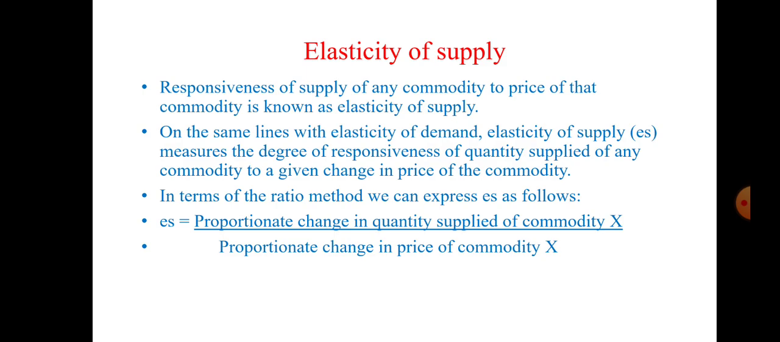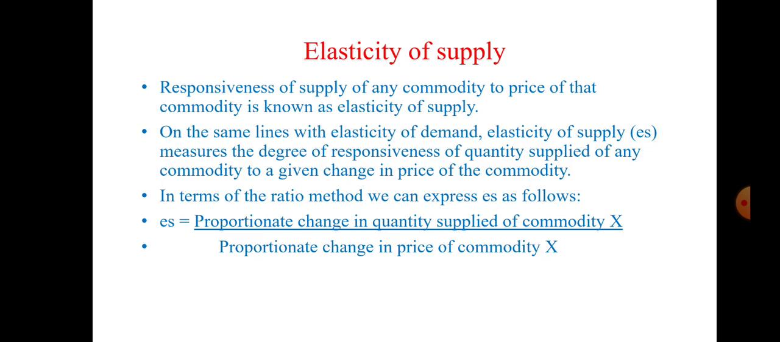Now let us understand the next concept, that is elasticity of supply. In price elasticity we discussed its types, and again elasticity of income we discussed, then cross elasticity. Elasticity of supply is the responsiveness of supply of any commodity to the price of that commodity. Along the same lines as elasticity of demand, elasticity of supply measures the degree of responsiveness of quantity supplied of any commodity to a given change in the price of the commodity. That is, to what extent the quantity supplied of commodity X responds to the proportionate change in price of commodity X.